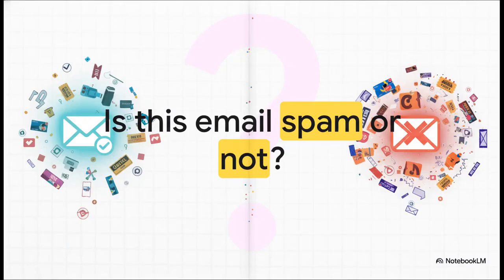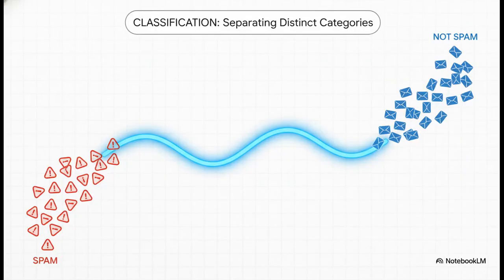But what about a totally different kind of problem? Here, we're not predicting a number at all. We're just trying to sort something into a category. Is this email junk or is it important? Spam or not spam? And that is the job of classification algorithms. The key thing to remember is this. Regression predicts a number along a sliding scale, but classification just sorts things into separate buckets. These algorithms learn how to draw a decision boundary, like a line in the sand, that best separates one group from another based on all the examples they've seen.